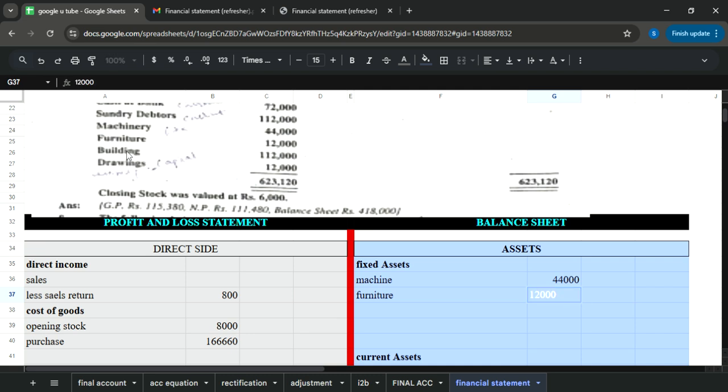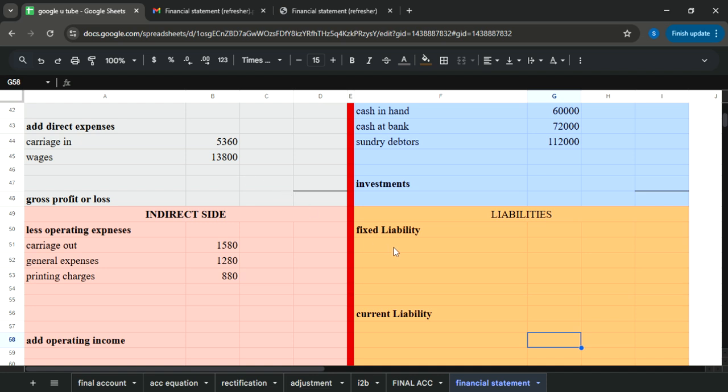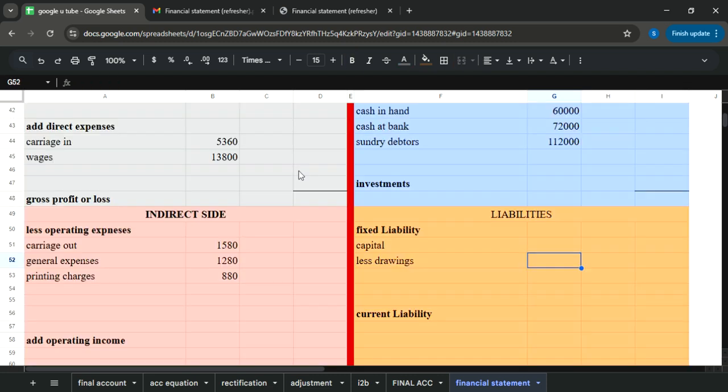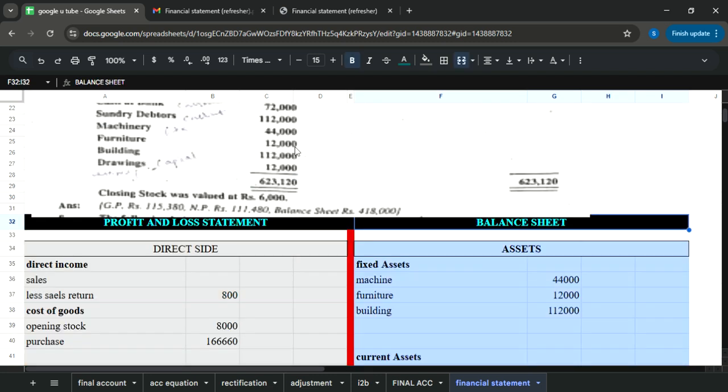Then we have building, again part of fixed asset. Amount of building is 112,000. Then we have drawings, very important. Drawing, as you know, is not a fixed liability in itself; we will wait for amount of capital, and drawings are subtracted from capital. Amount of drawing is 12,000. Post over here 12,000. So guys, you have noticed that all amounts present on debit side are completed.